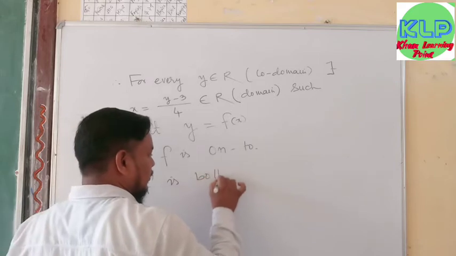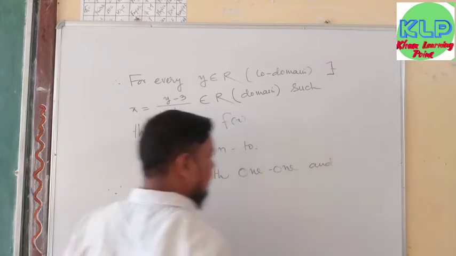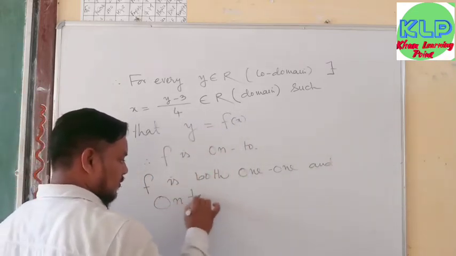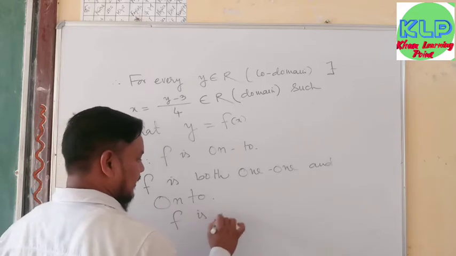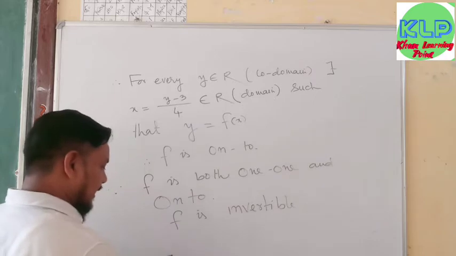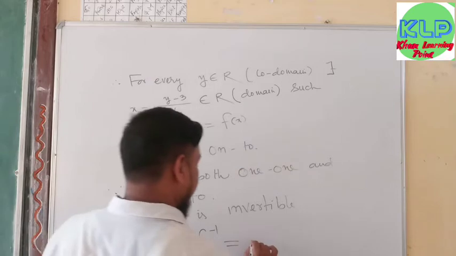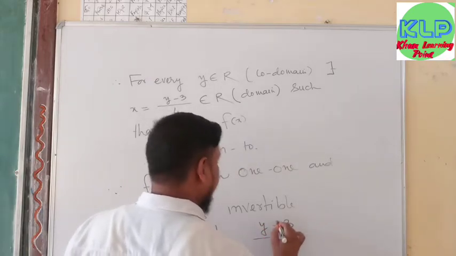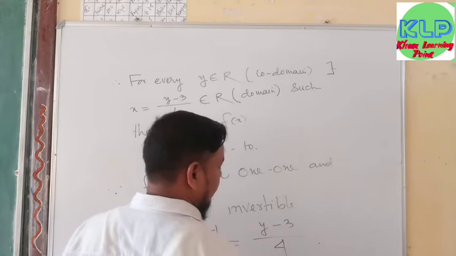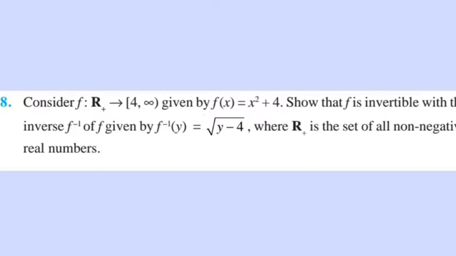Okay, so since f is both 1-1 and onto, therefore f is invertible. f is invertible, and f inverse is equal to (y minus 3) divided by 4. This is the answer.